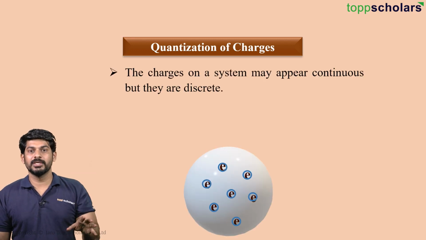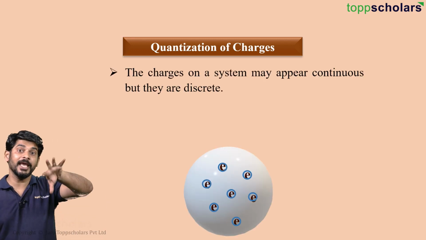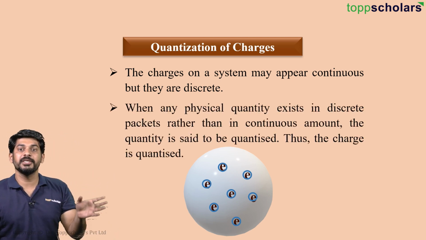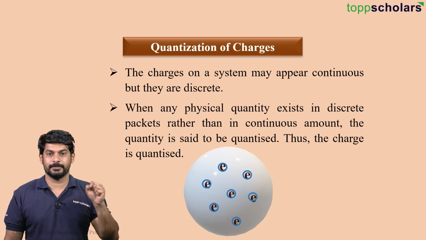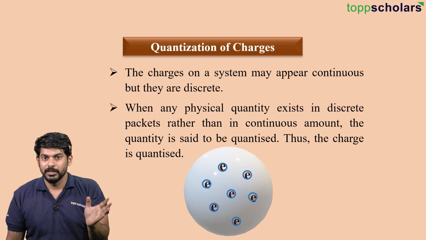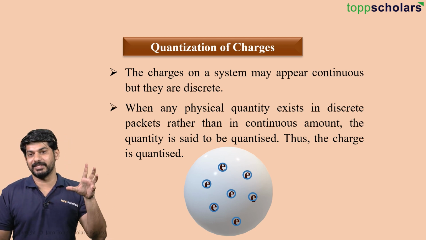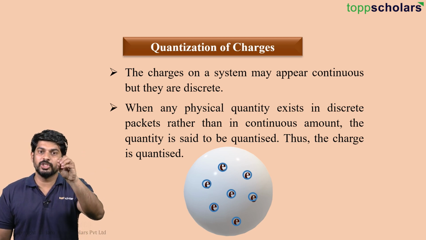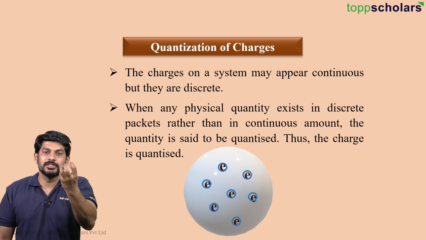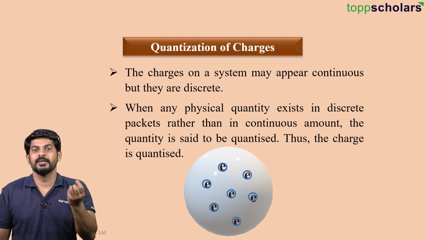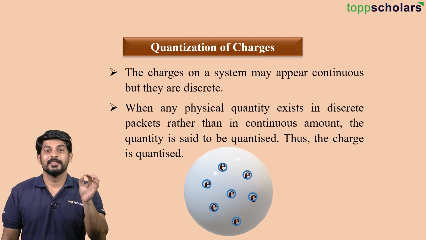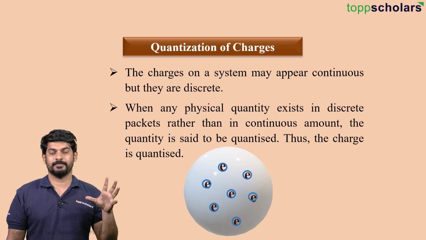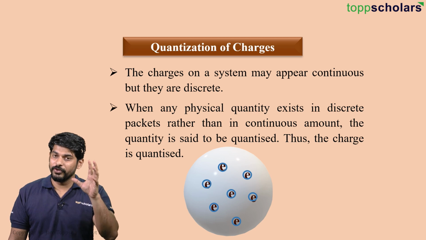So we can say over here that the charges on a system may appear continuous, but they are discrete. When any physical quantity exists in discrete packets rather than in continuous amount, the quantity is said to be quantized. Thus, the charge is quantized. Since charge is always available in discrete packets, and the value of that packet is nothing but e, the basic electronic charge, that's why we can say that charge is quantized. So this is quantization of charges.